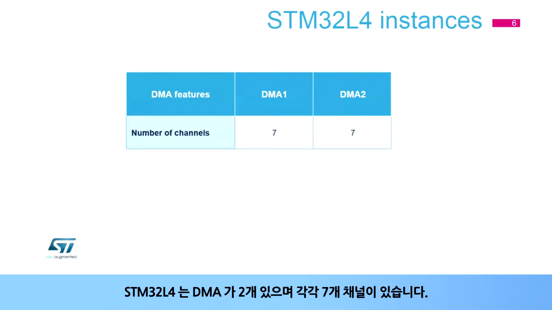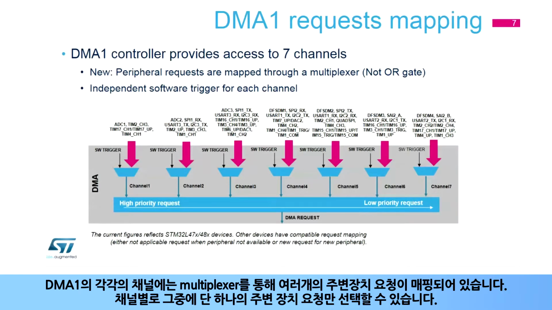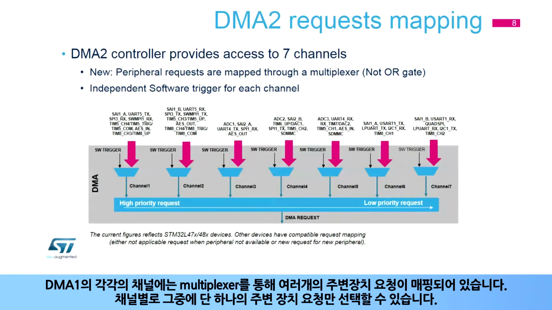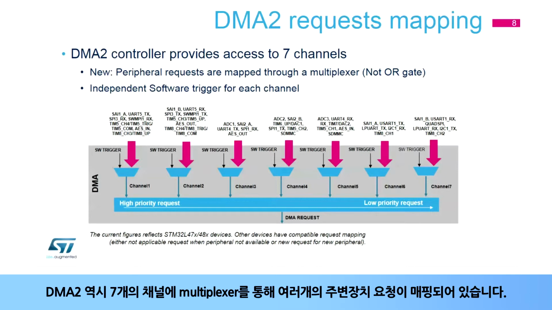STM32L4 implements two instances of the DMA with 7 channels each. DMA1 peripheral requests are mapped through a multiplexer for each corresponding channel. Each channel has a fixed group of peripheral requests, and the multiplexer allows only one peripheral request for each channel. The DMA2 controller also provides access to 7 channels with independent multiplexers for each channel.